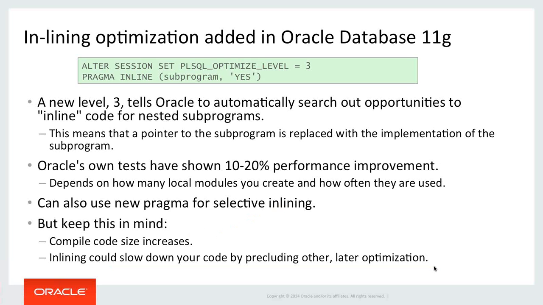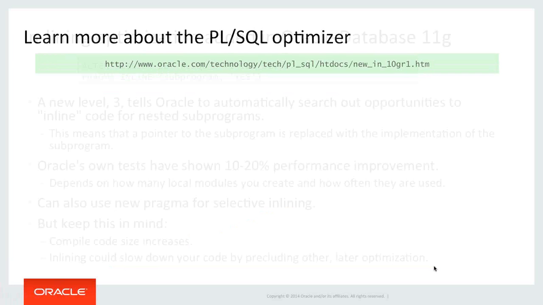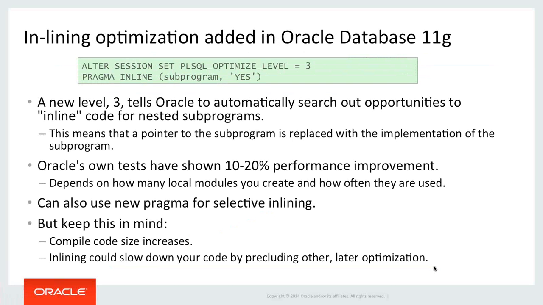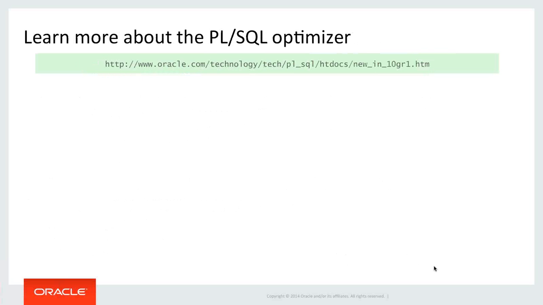So I would say that inlining is probably something you only want to use when you've identified a really clear need. In other words, if you are recursively calling nested subprograms thousands of times, or just doing a lot of nested subprogram calls, this might help you. In general, it's an example of one of those highly specialized optimizations.